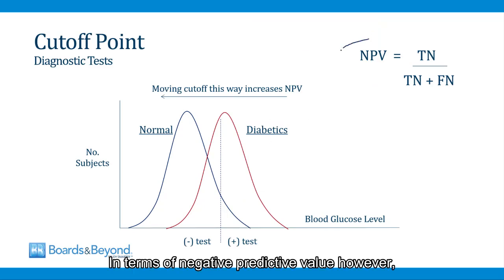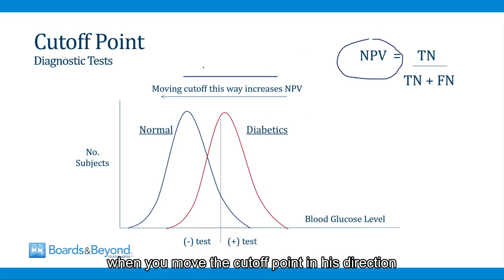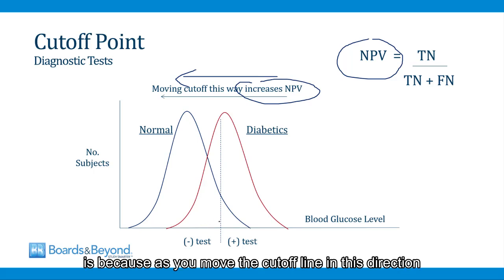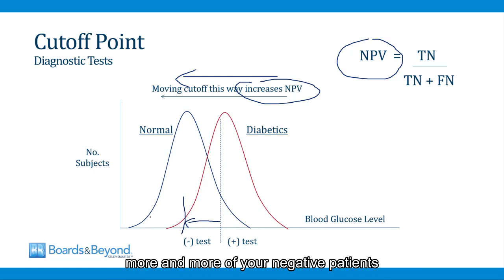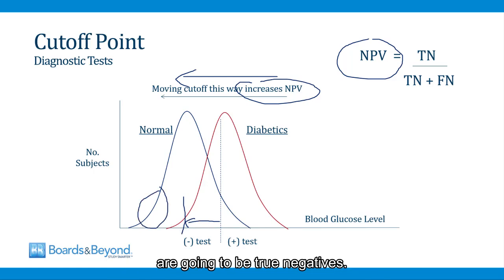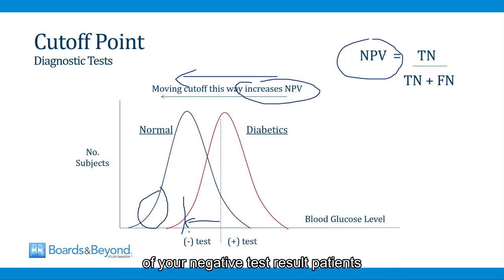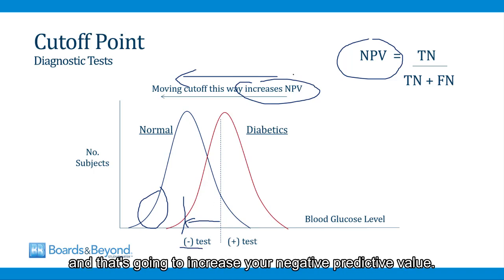In terms of negative predictive value, however, when you move the cutoff point in this direction, that increases the negative predictive value. And the reason this is the case is because as you move the cutoff line in this direction, more and more of your negative patients are going to be true negatives. There will be a smaller number of them overall, but a higher percentage of your negative test result patients are going to be true negatives, and that's going to increase your negative predictive value.